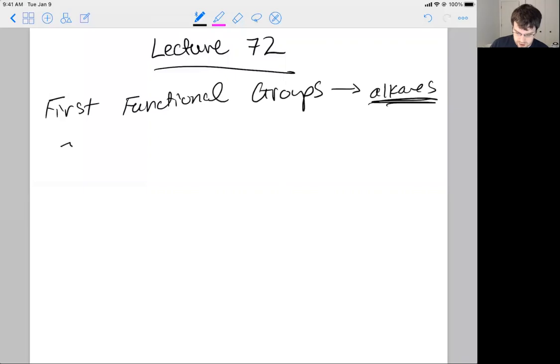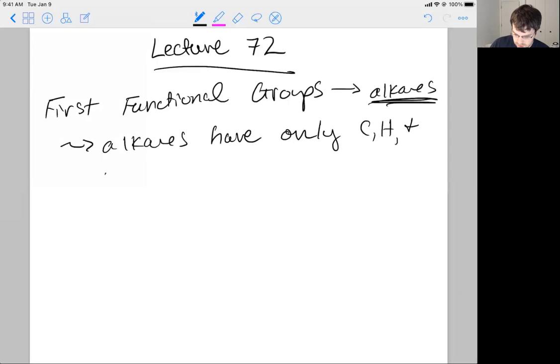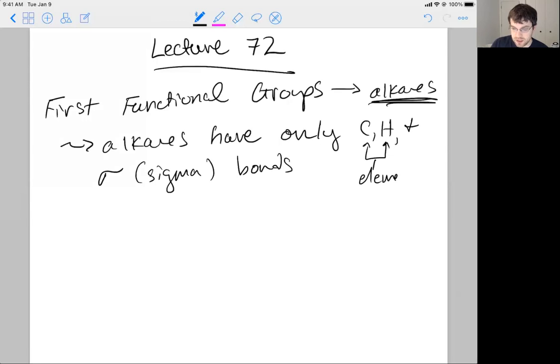We have said before, and I'll say it again, just in case it's not fresh in your mind, that alkanes have only C, H, and sigma bonds. So we only have carbon and hydrogen elements. We don't have anything else, and we only have sigma bonds. We only have single bonds. There's no opportunity for double bonding. If you do, you're outside of the scope of alkanes.